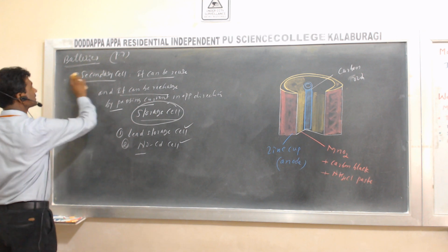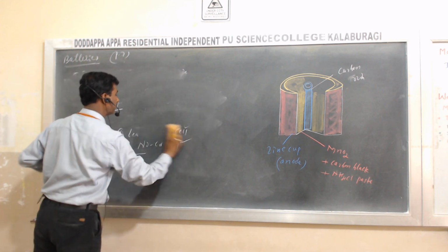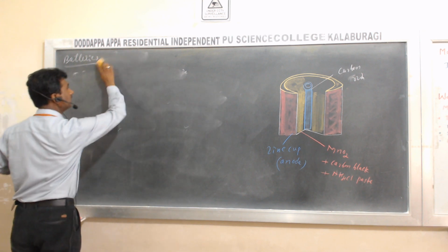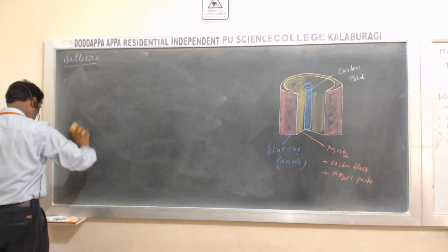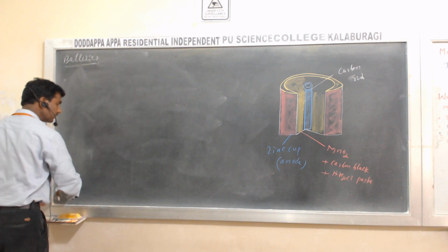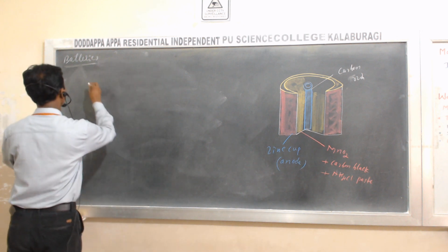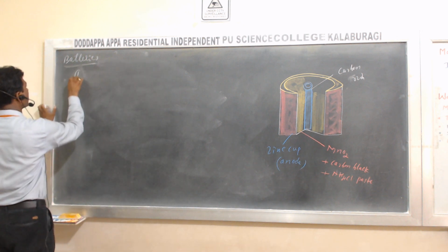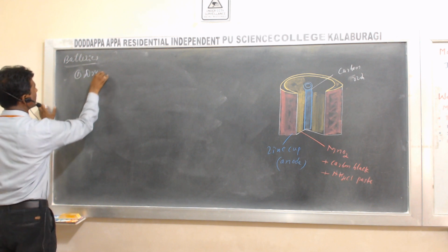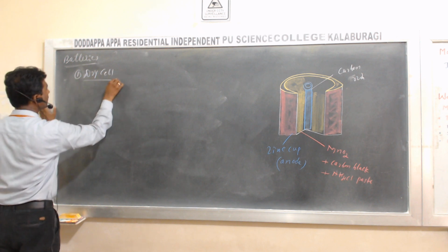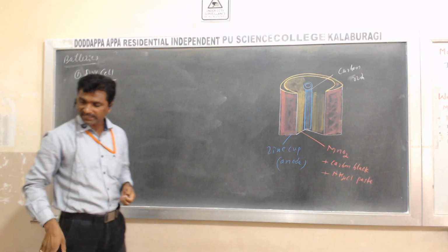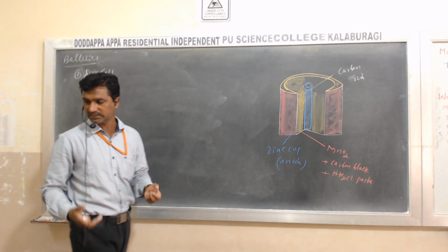Now I can discuss the primary cells. The examples of primary cells are the mercury cell and the dry cell. First I will discuss the dry cell. What is a dry cell? A very important question.